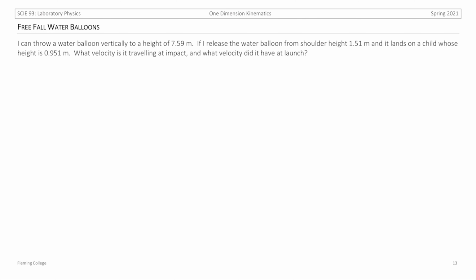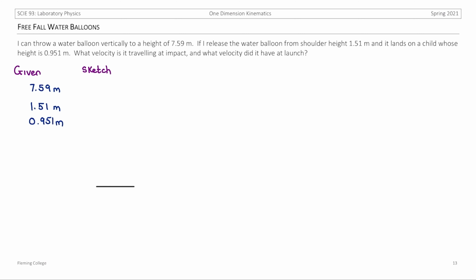I can throw a water balloon vertically to a height of 7.59 meters. It's roughly the height of my house. If I release the water balloon from my shoulder height at 1.51 meters and it lands on a child whose height is 0.951 meters, what velocity is it traveling at impact and what velocity did it have at launch? So what are we given here? Well, we're given 7.59 meters, 1.51 meters, and 0.951 meters. So to understand these values, let's give a sketch.